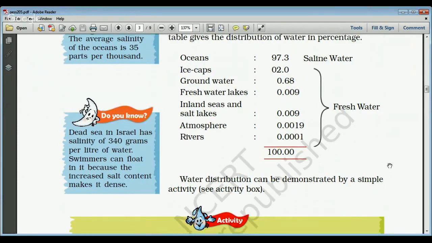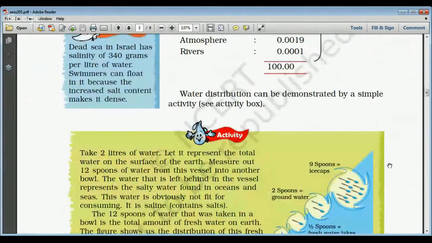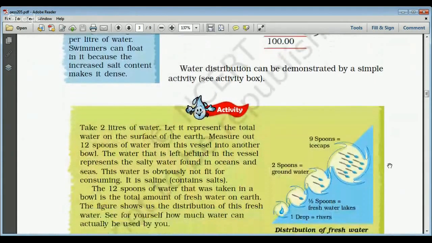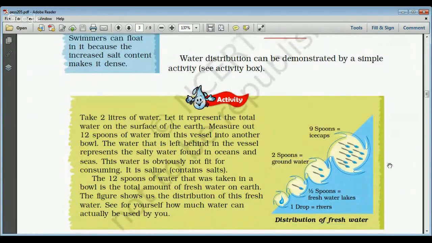And water distribution can also be demonstrated by a simple activity. If you take a 2 liter bucket of water, only 1 spoon of it is the reserve, and 12 spoons of it are the fresh water. So you can imagine that the amount of fresh water on the earth is very small.